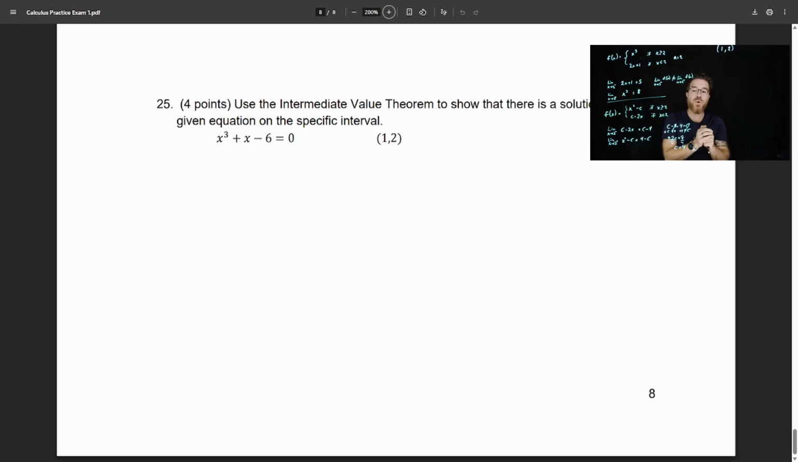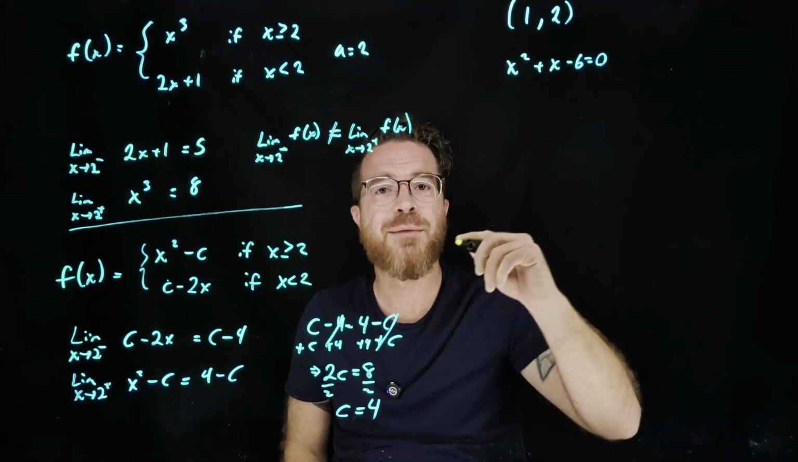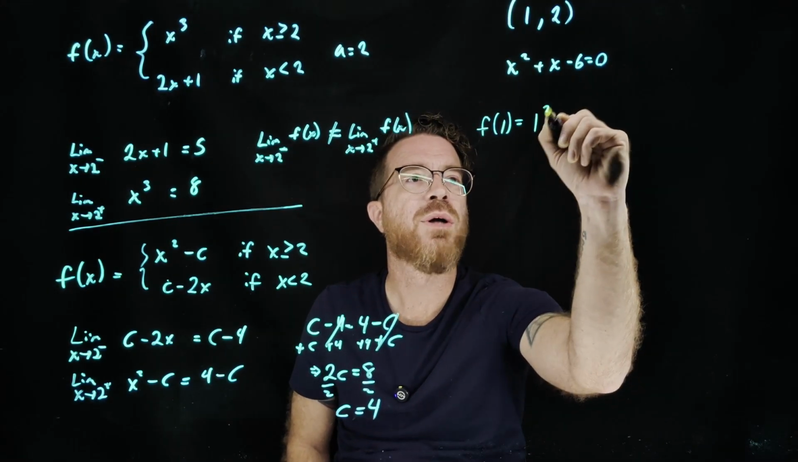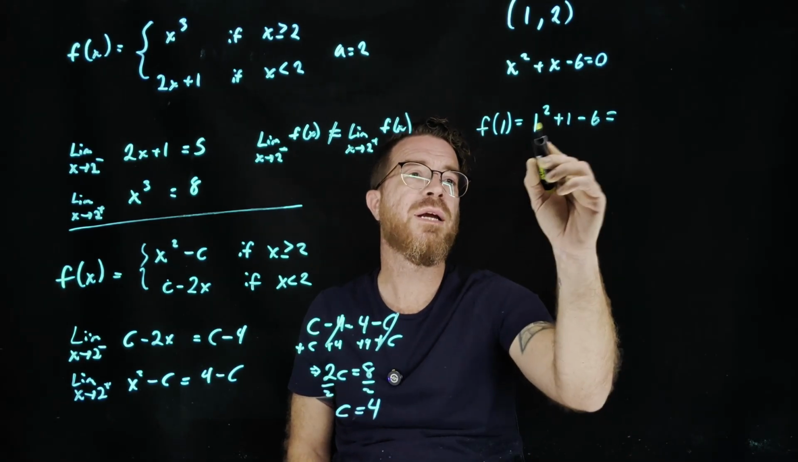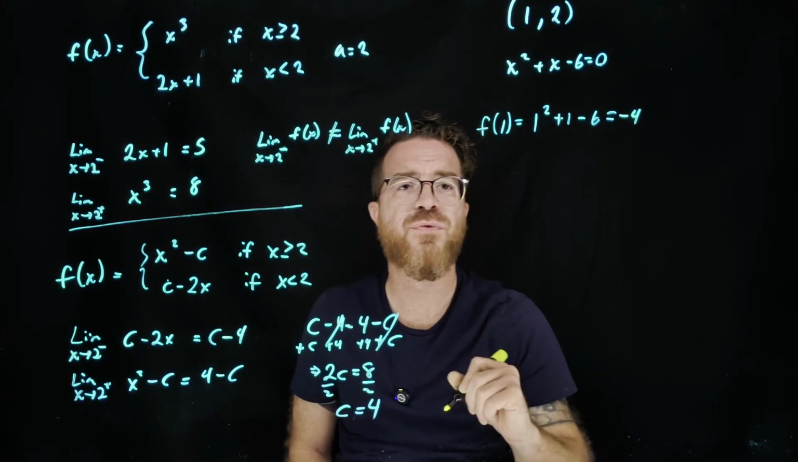The intermediate values. So we're going to look at the boundary conditions on our function x squared plus x minus 6, and we're going to see, does 0 exist in there? So we have x squared plus x minus 6 equals 0. We're going to start by looking at our left-hand boundary. So f of 1 is equal to 1 squared plus 1 minus 6, and this is going to equal 1 plus 1, that's 2, minus 6 is going to be negative 4.